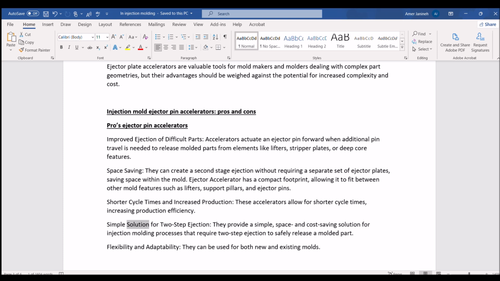Simple solution for two-step ejection: they provide a simple, space and cost-saving solution for injection molding processes that require two-step ejection to safely release a molded part. Flexibility and adaptability: they can be used for both new and existing molds.